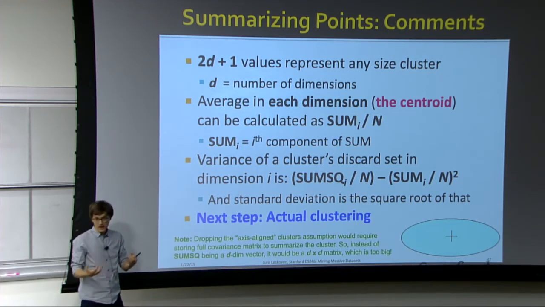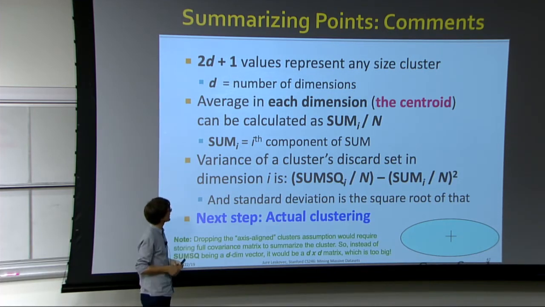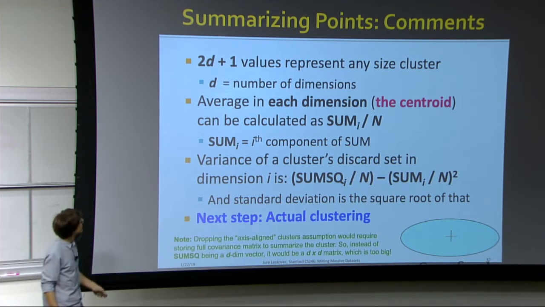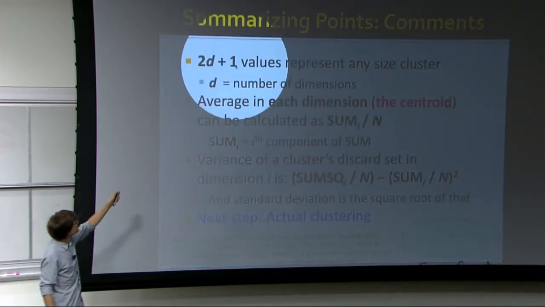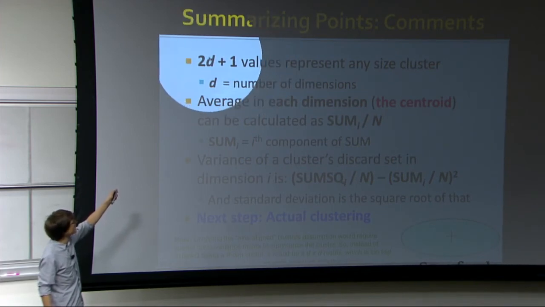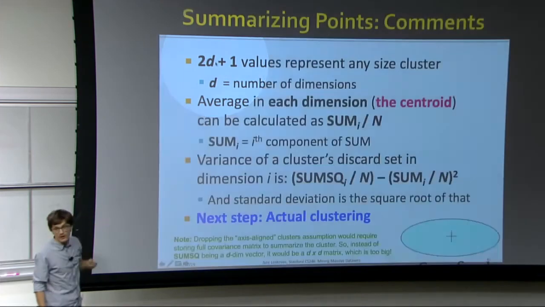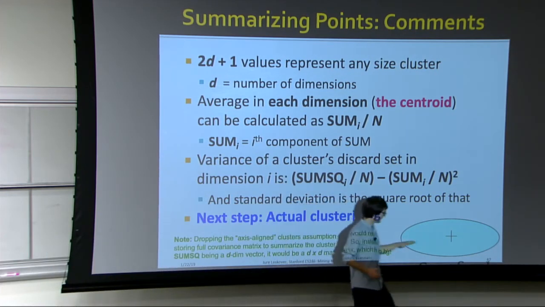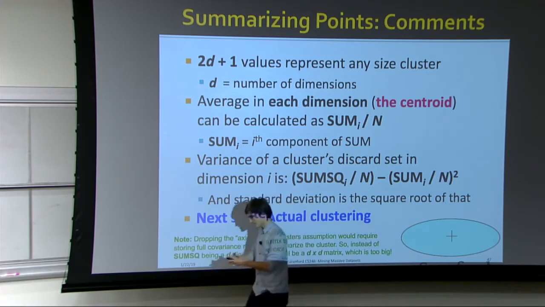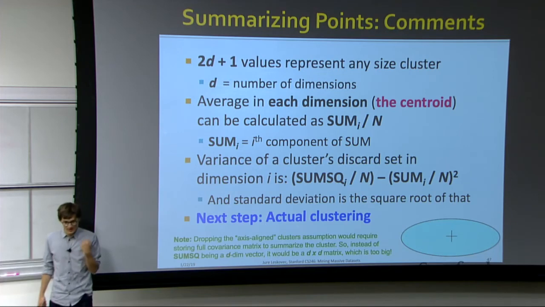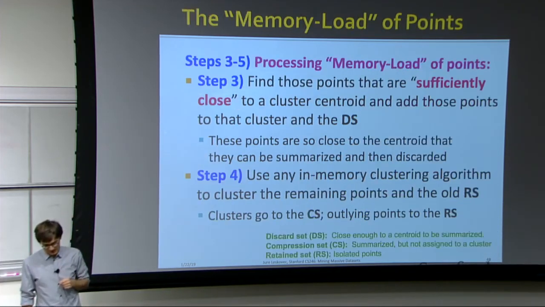So by assuming clusters are axis aligned, all the summary statistics I need to describe the location and the shape of this cluster is 2 times d plus 1 numbers. One counter, this is n, and these are the two vectors, each with d dimensions. So I need 2 times d plus 1 numbers to store the cluster and its location, assuming that the cluster shape is axis aligned. Okay? So that's how I summarize a set of points.